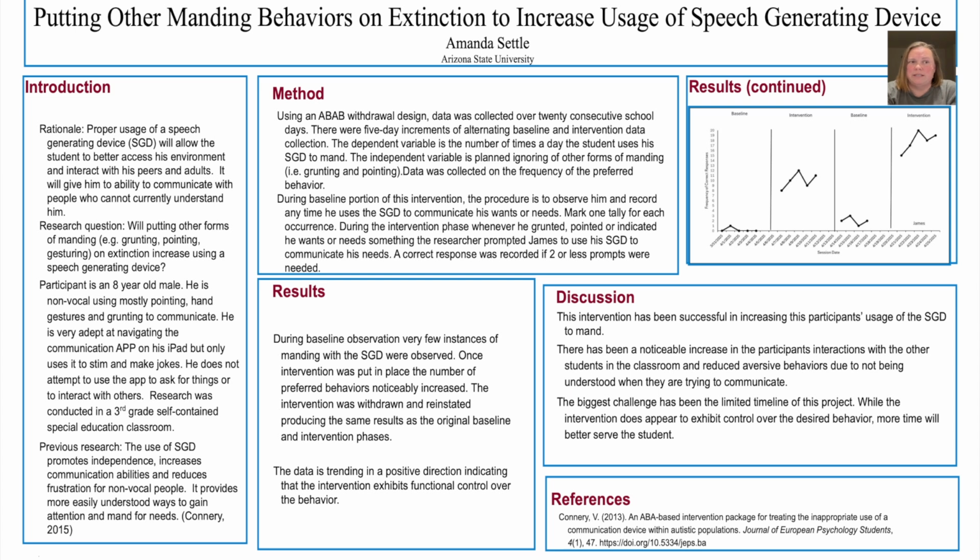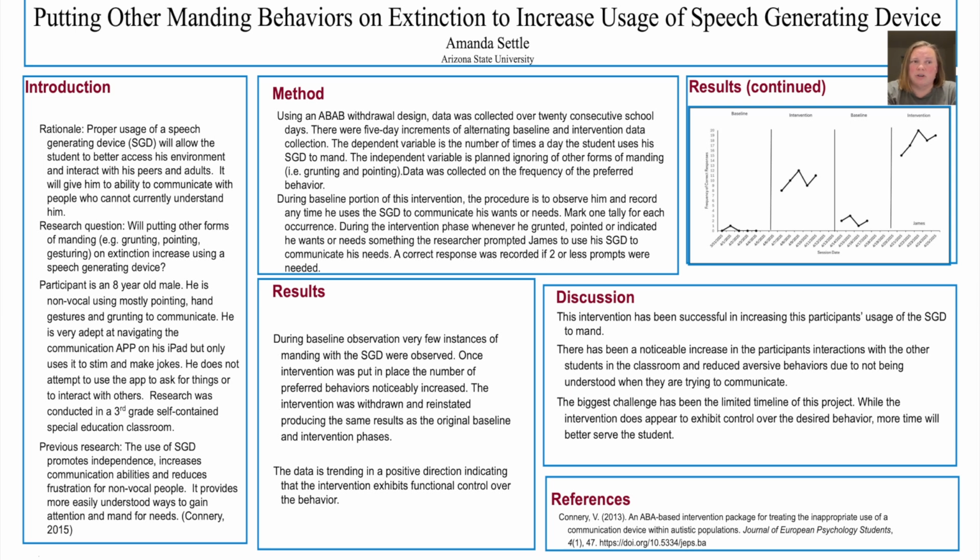During the intervention phase, each time he grunted, pointed, or gestured to indicate he wanted something, I would prompt him to use a device instead. Most to least prompting was employed, starting with the least invasive prompts, like moving the device into his eye line or pointing to it. Prompts would build until the student used the device to appropriately communicate what he was wanting or needing. Any time when 2 or less prompts were needed to produce the desired behavior was counted as a correct response.